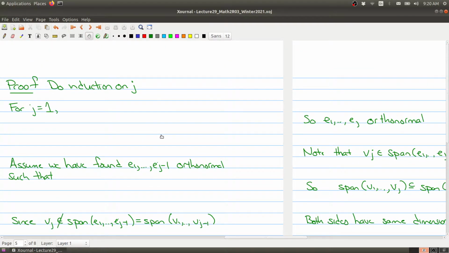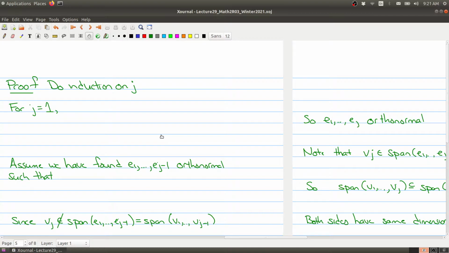What we're going to do is induction on j. It's kind of like what I was just saying in the last part: we're going to do it one vector at a time. We're going to show that if you had one vector, then you can do it. If you start with two linearly independent vectors, you can do it, and so on. Okay, so let's get going.